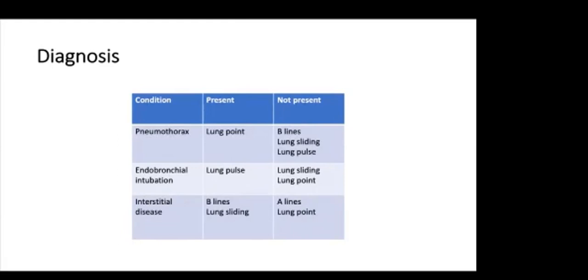B lines would indicate interstitial disease. When you have pulmonary edema, they will be present bilaterally on dependent regions. We must always consider if the disease is limited or diffuse in our differential diagnosis, and according to that, we should scan more or fewer windows.